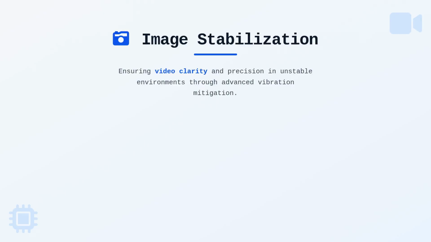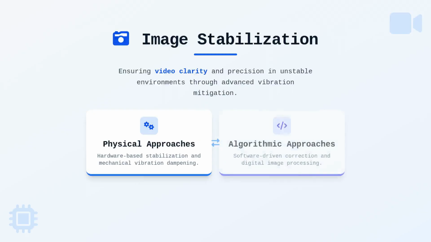Welcome to our dedicated module on image stabilization, where we examine the technical mechanisms required to ensure video clarity in unstable environments. We will focus our attention on the practical trade-offs between physical and algorithmic approaches to vibration mitigation.